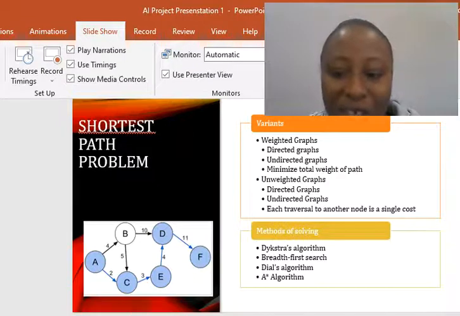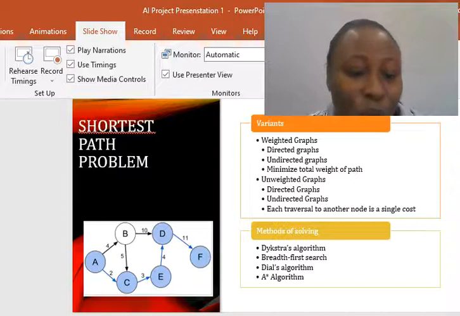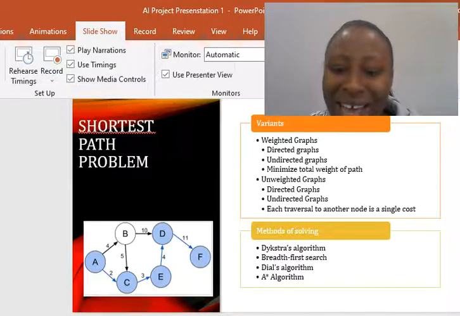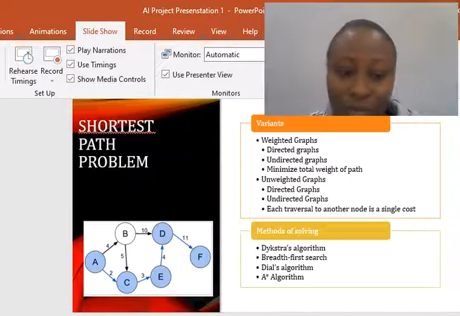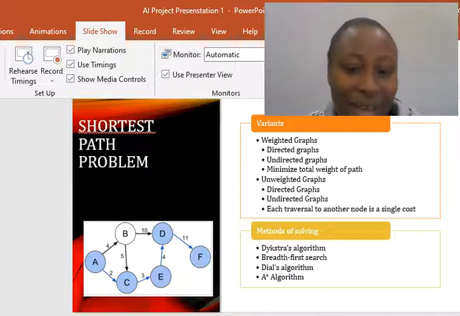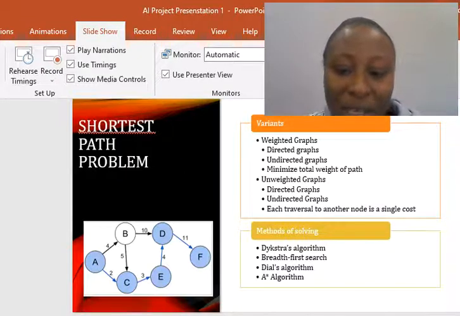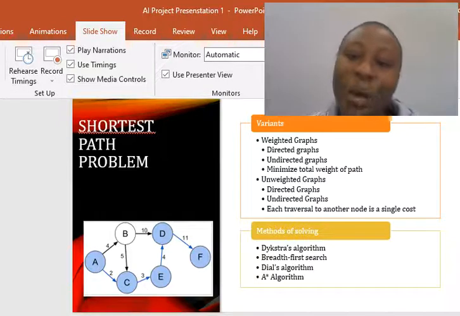And if we look at the other variant, an unweighted graph is simply a graph with no weight on the edges. And for this kind of graph, there can be directed and undirected graphs since there are no weights in the situation. So going from one node to another is now interpreted to have a cost of just 1. And if the figure below were to be an unweighted graph, then the shortest path will be the more lengthwise shorter path.